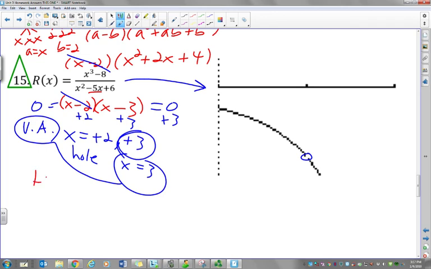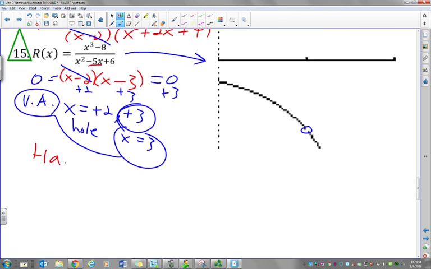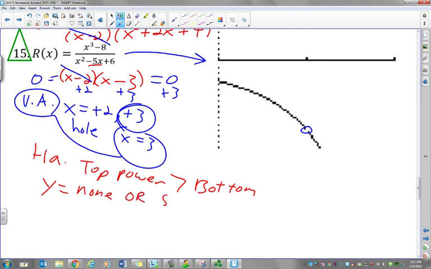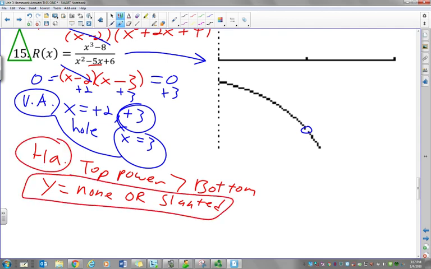So for number 15, the horizontal asymptote, the top power is actually greater than the bottom power. And so that means that the horizontal asymptote is none. That is the correct answer. Or they could put oblique or slanted. And so that's the correct answer there for the horizontal asymptote.